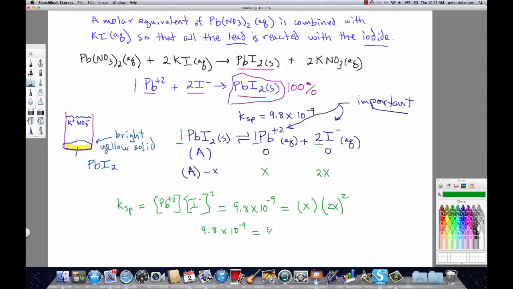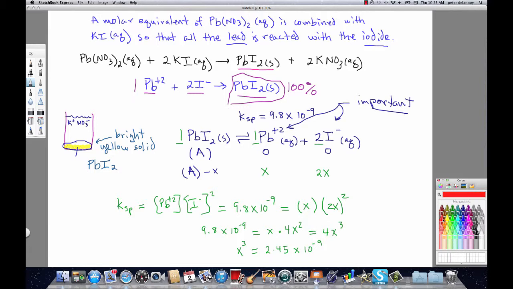So now, simplifying, we have 9.8 times 10 to the minus 9th equal to X times 4X squared, which is equal to 4X cubed. All right, now dividing both sides by 4, we have X cubed is equal to 2.45 times 10 to the minus 9th.